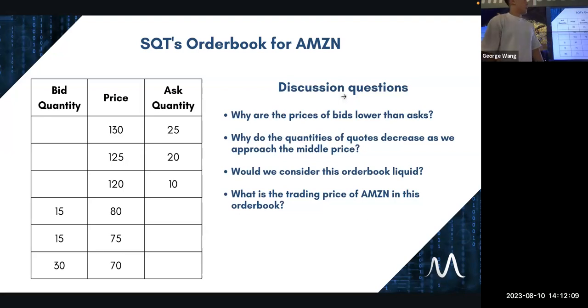Right off the bat, why are the prices of bids lower than asks? If you look at the order book on the left, you see that all the bids are below the asks. There's no bids up here and there's no ask down there. Can anybody tell me why they think the prices of bids are lower than asks? Yep, you want to buy low and sell high. That's correct.